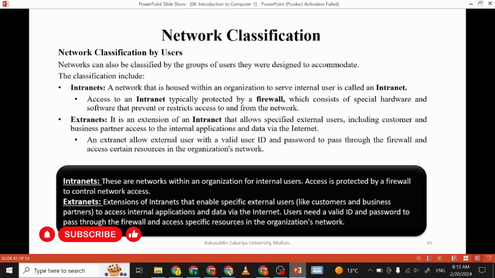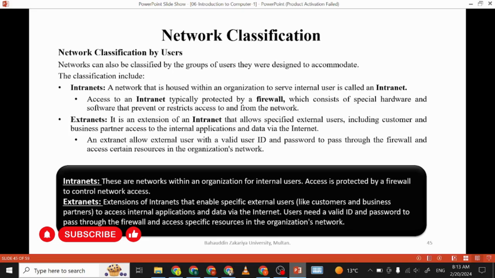Extranet. It is an extension of an intranet that allows specified external users, including customers and business partners, access to the internal applications and data via the internet. An extranet allows external users with a valid user ID and password to pass through the firewall and access certain resources in the organization's network.